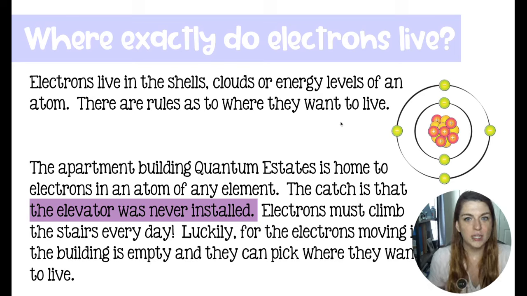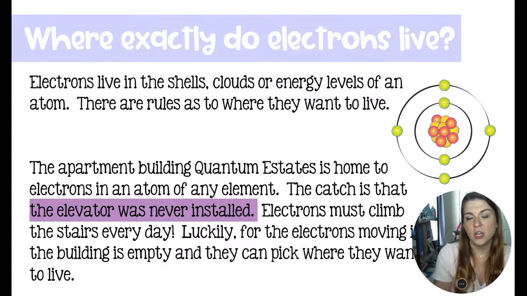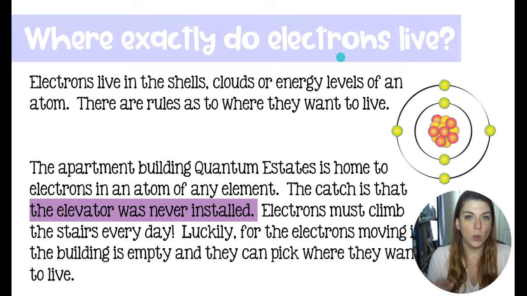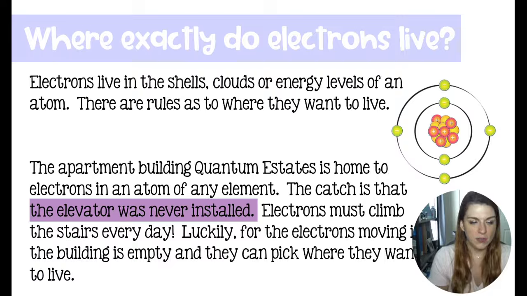We know that electrons live in clouds or energy levels of an atom, but because they're attracted to the nucleus but repel each other, there are some rules that kind of dictate where they're going to live inside of an atom. So we're going to imagine that quantum estates is a home to electrons in any element that you want. The catch is that the elevator was never installed, and the electrons must climb the stairs to get into their apartment each day. The building is empty, so the electrons can choose any room that they want to move into.